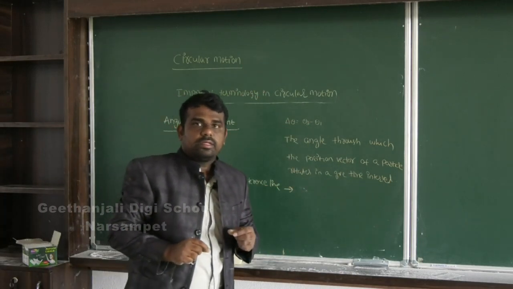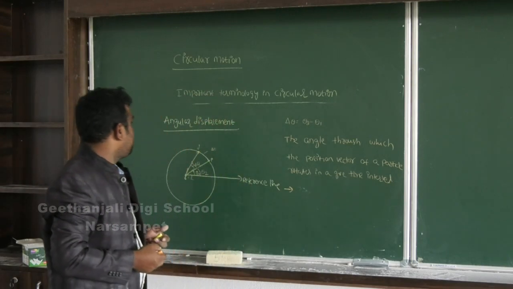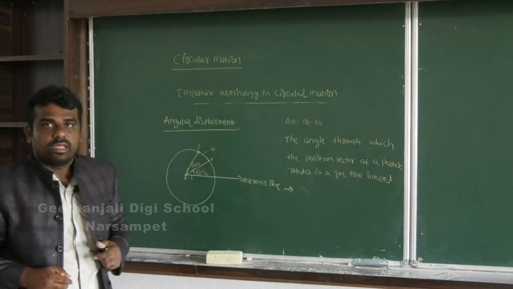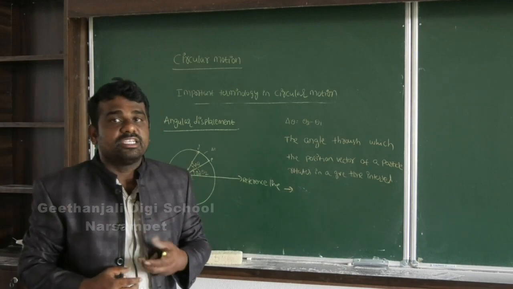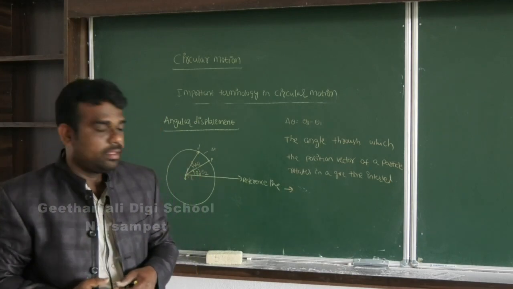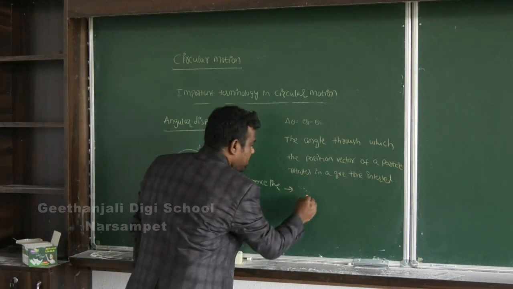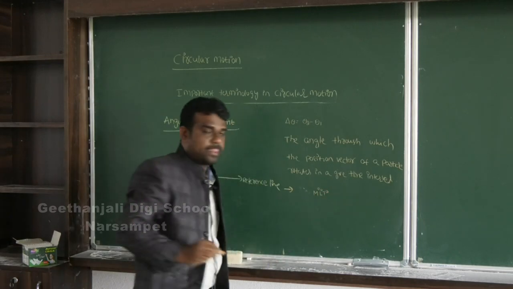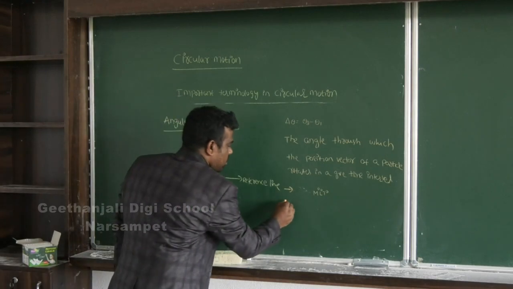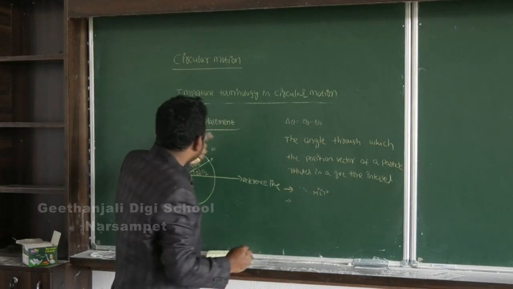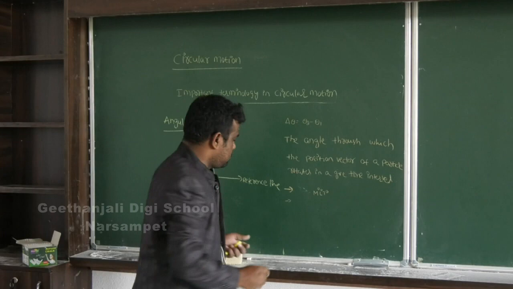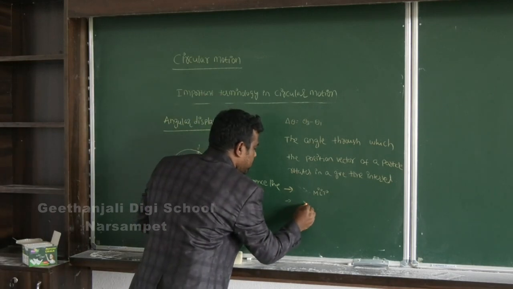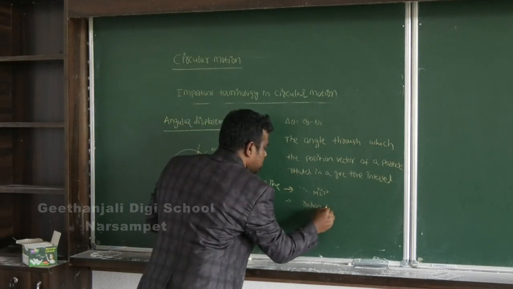Now what are the dimensions of angular displacement? Angular displacement is a dimensionless quantity. Dimensionless quantity means the dimension formula is M0 L0 T0. The SI unit of angular displacement is radian. This is radian. The symbol is rad.